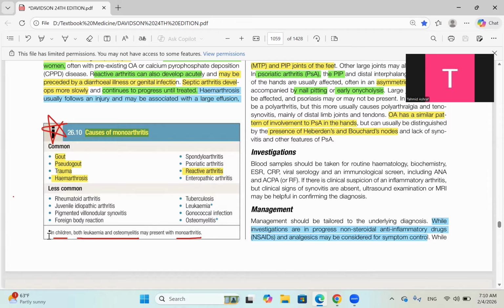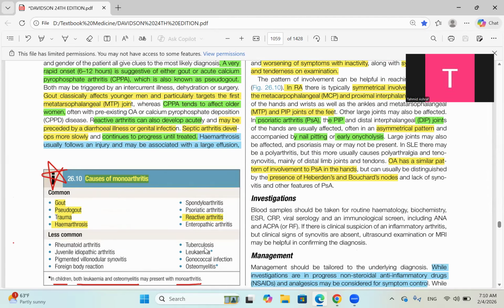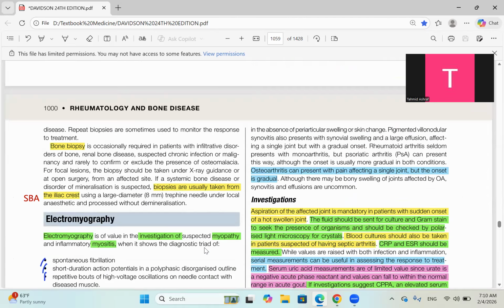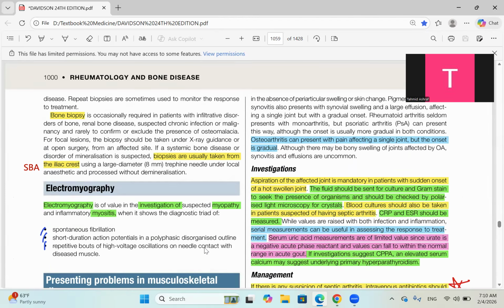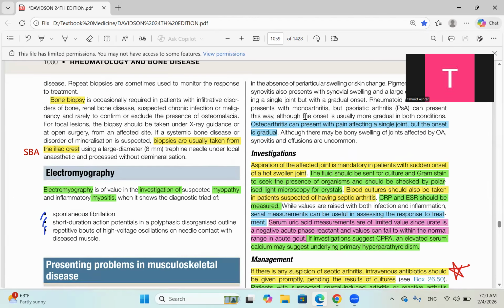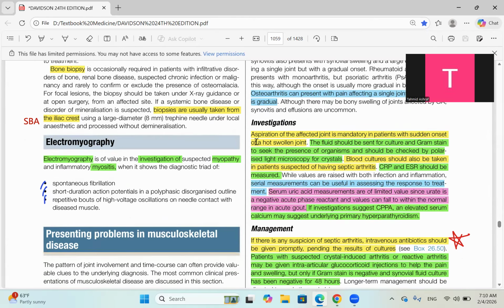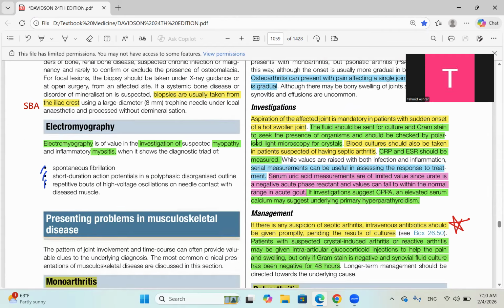What is written in the star marked section: in children, both leukemia and osteomyelitis may present with monoarthritis. Osteoarthritis can present with pain affecting a single joint, but the onset is gradual. Typically, the onset is gradual.